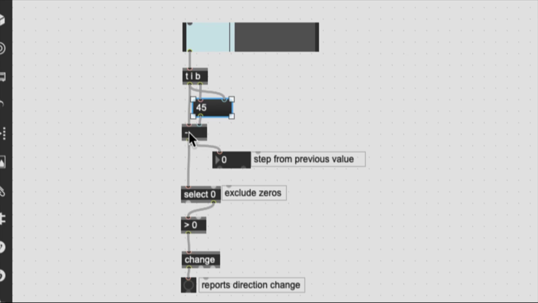So all in all, what I get here is a subtraction. I subtract the previous value, so from the current value I subtract the previous value. You see, as I move the slider, what I expect to get is the difference of the two, something we call a differential, or a step from the previous value.